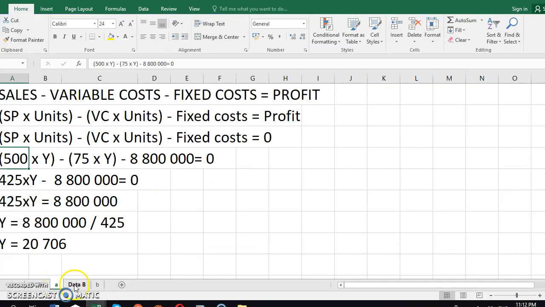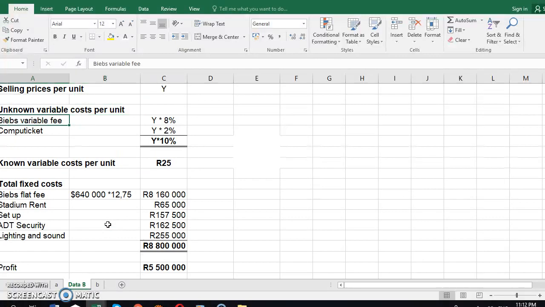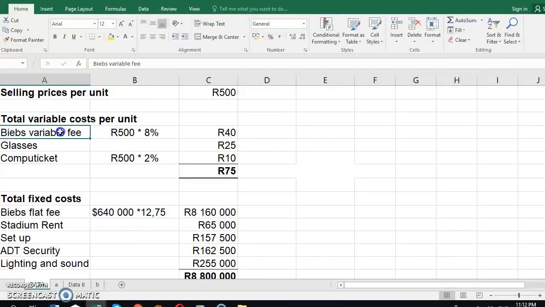So very important over here, again we just plot what we know. The selling price is unknown because we're effectively solving for the selling price. Now here's the thing that's a bit tricky. What we need to remember, previously the Justin Bieber fee and the CompuTicket fee were based on the selling price. But now in part B, the selling price is unknown. So effectively you have 8% of an unknown and 2% of an unknown.